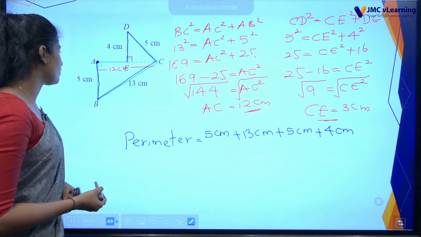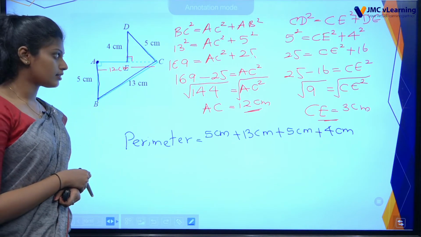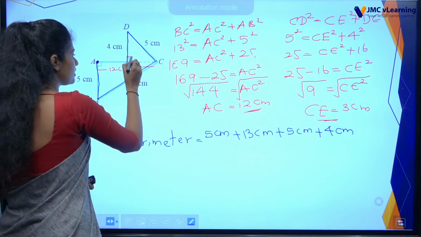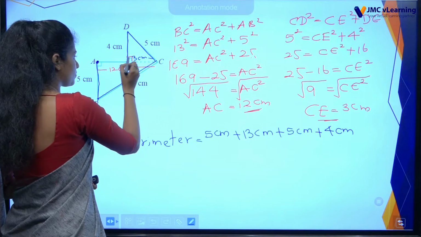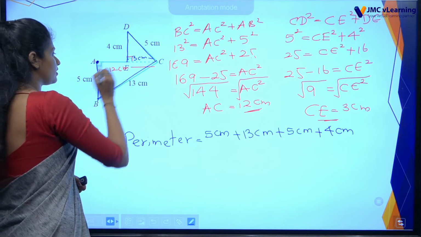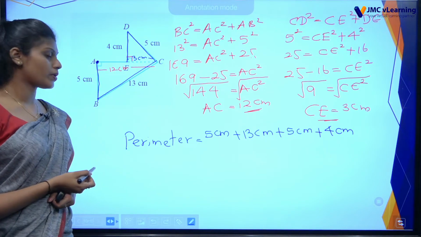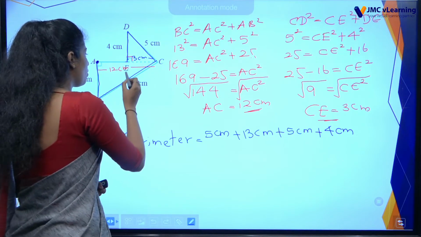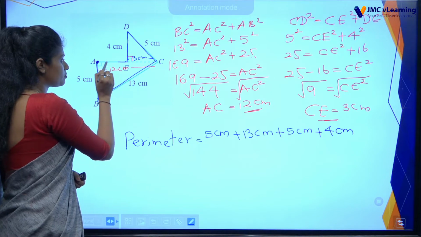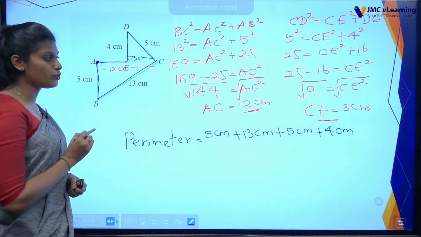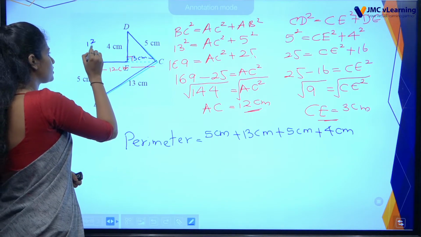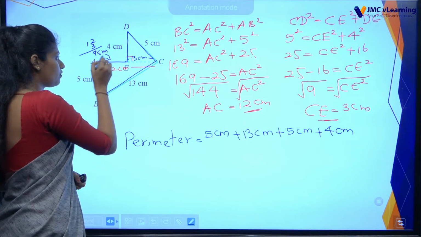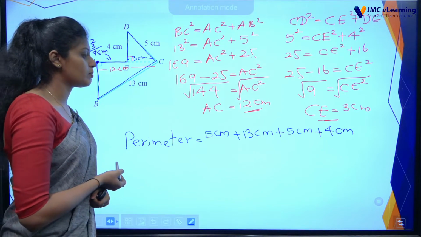Now you have to find AE length. Here we have found the length of CE. It is 3 centimeter. This whole length A to C is 12 centimeter. This part is 3 centimeter. So what is the length of this part? So what you have to do? 12 subtract 3. It is 9 centimeter. So the length of this side is 9 centimeter.